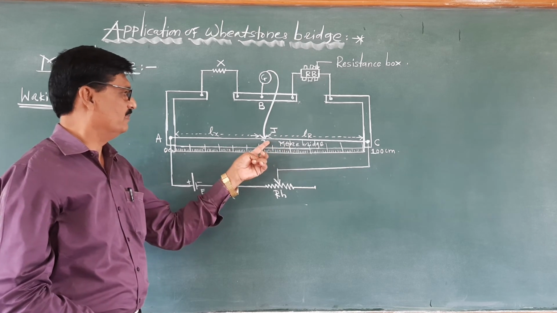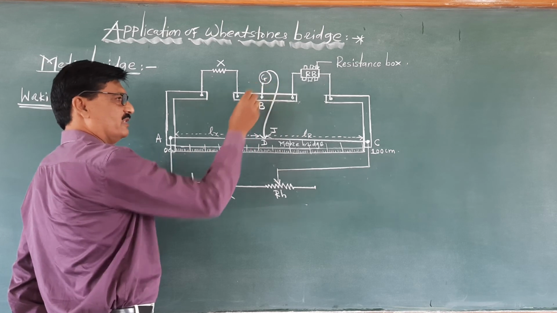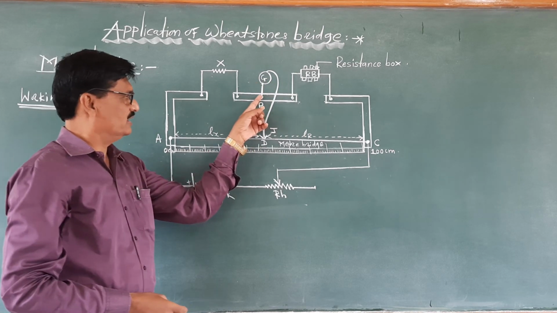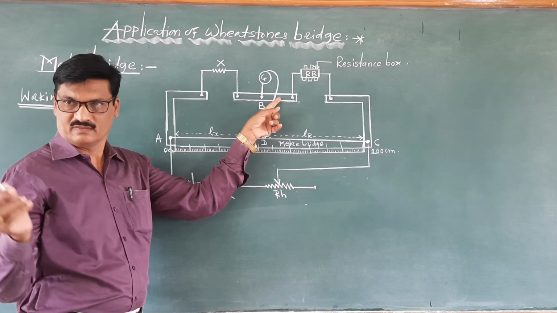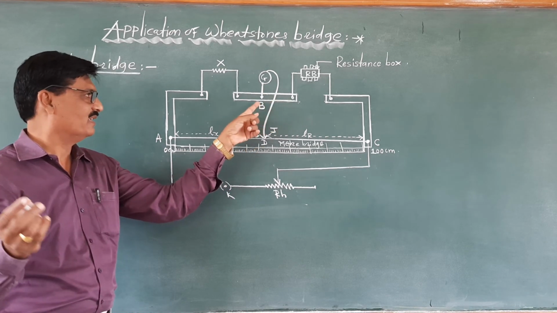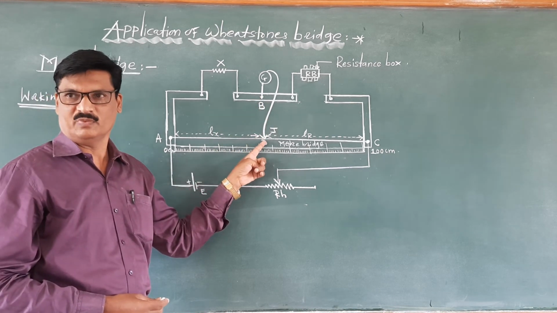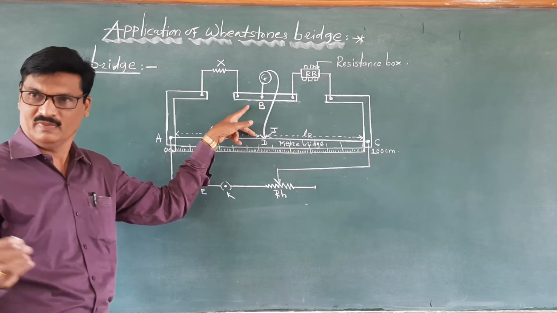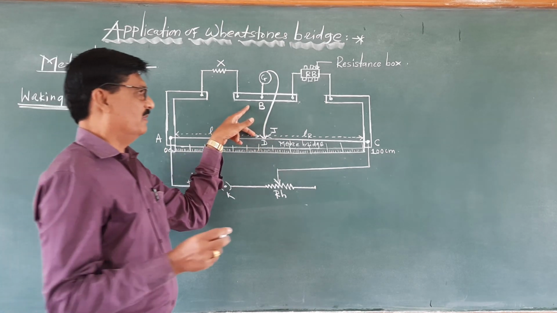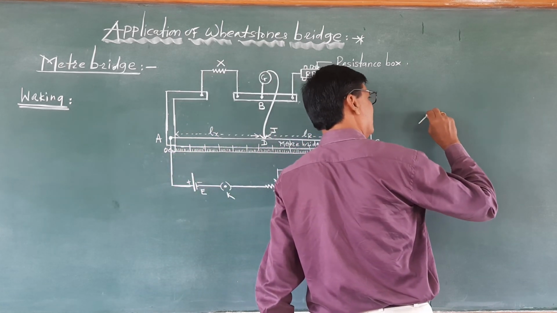If the network is balanced, that is the galvanometer shows deflection 0, this means that no current flows through the galvanometer. Therefore, the potential at point B is equal to the potential at point D. If the network is balanced, this network is the same as that of a Wheatstone bridge network.